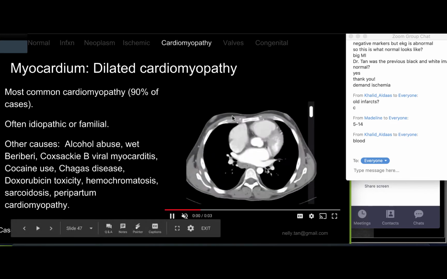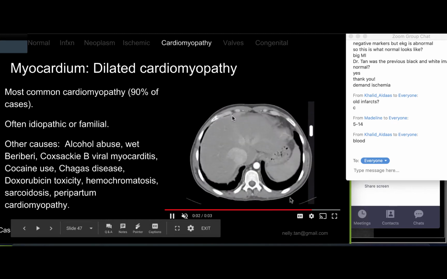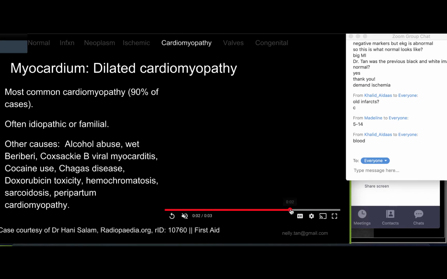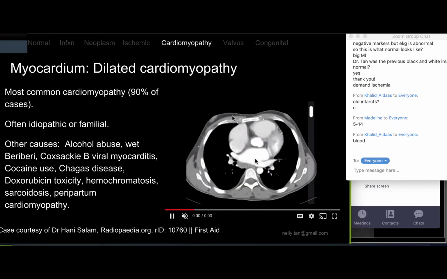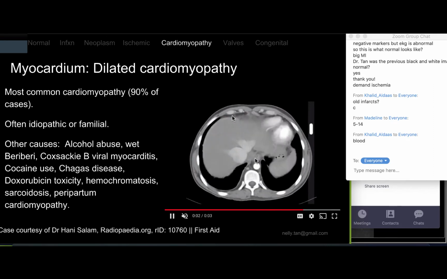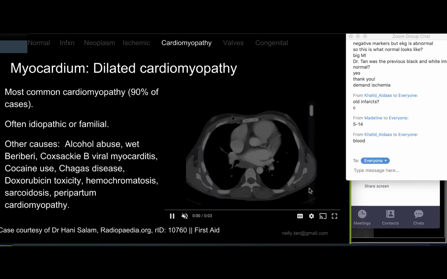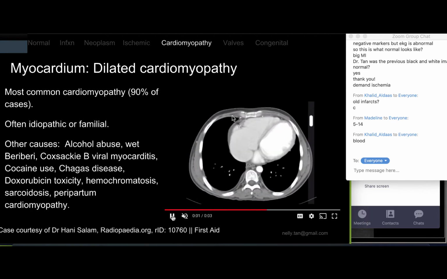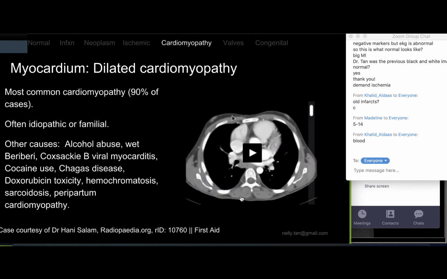And in this patient, patients with chronic cardiomyopathy can start to get liver failure, and we start to see it here actually. I don't know how to pause this thing. Here. Dang it.